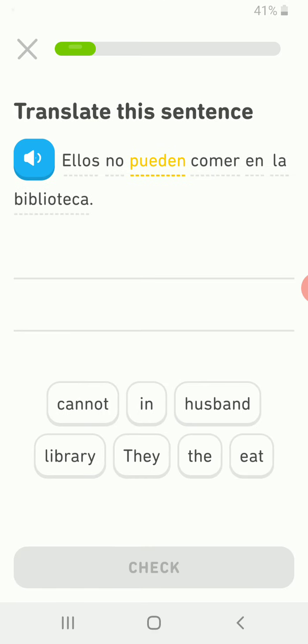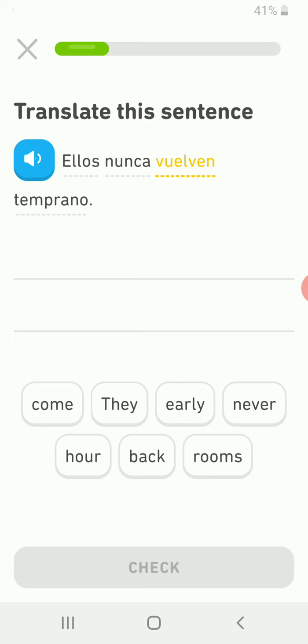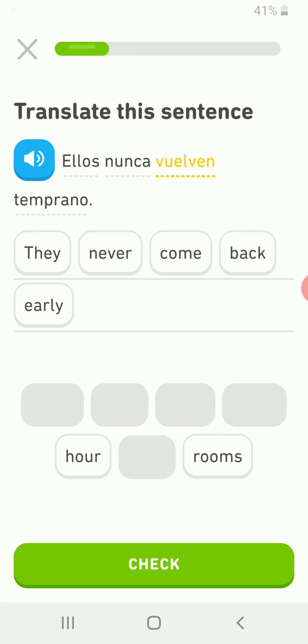Ellos no pueden comer en la biblioteca. They cannot eat in the library. Ellos nunca vuelven temprano. Temprano is early, and vuelven is to come back. So they never come back early.